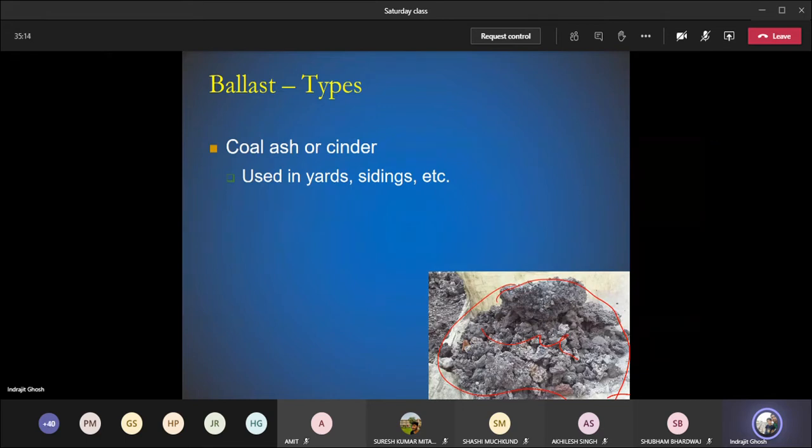If you go to any thermal power plant, or in railway engineering, earlier we had steam engines where we relied upon coal for the movement of the train. Once the journey is over, the coal is almost finished, and they used to dump the remaining portion, which is what is left after coal is completely burned or combusted. We used to put it in a pit. That is known as coal ash. We used coal ash in yards and sidings. We will see how these terms are different.